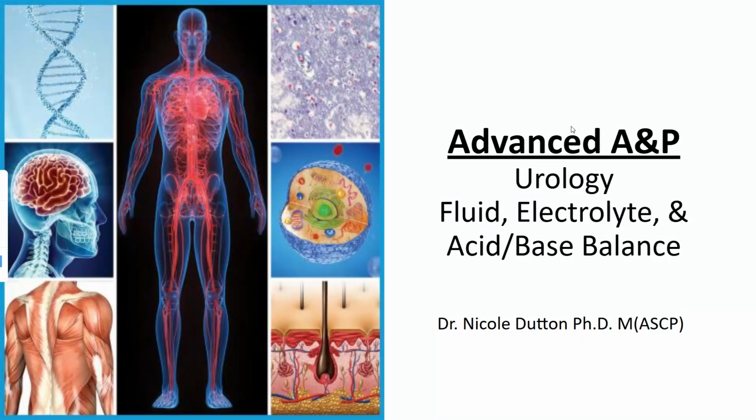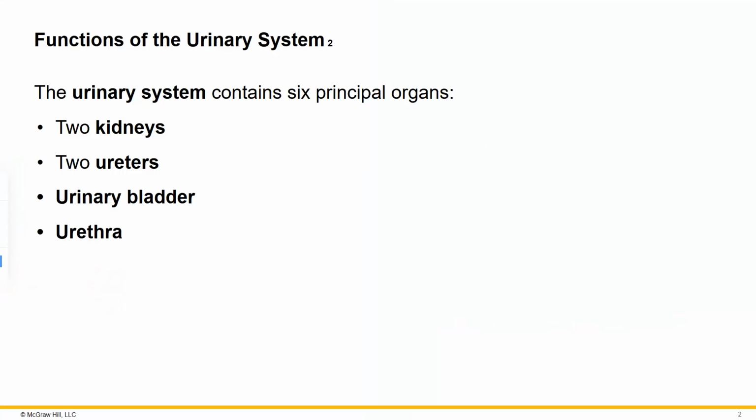Urology and fluid, electrolyte, and acid-base balance. So as a review, the urinary system contains 6 primary organs. There's 2 kidneys, 2 ureters, the urinary bladder, and urethra. So the kidneys are where urine is produced.